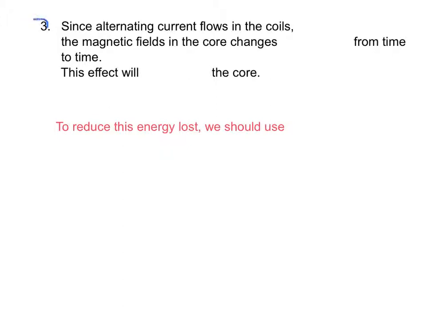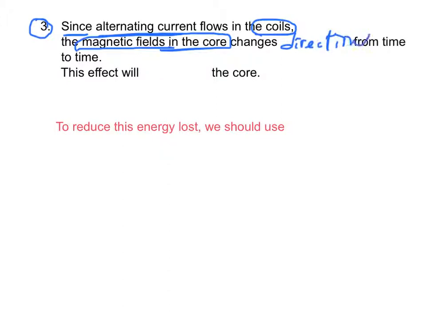Another way of energy loss as heat is that since alternating current flows in the coils, the magnetic fields in the core change directions from time to time. This effect will produce heat in the core. To reduce this kind of heat loss, we should use a soft iron core.